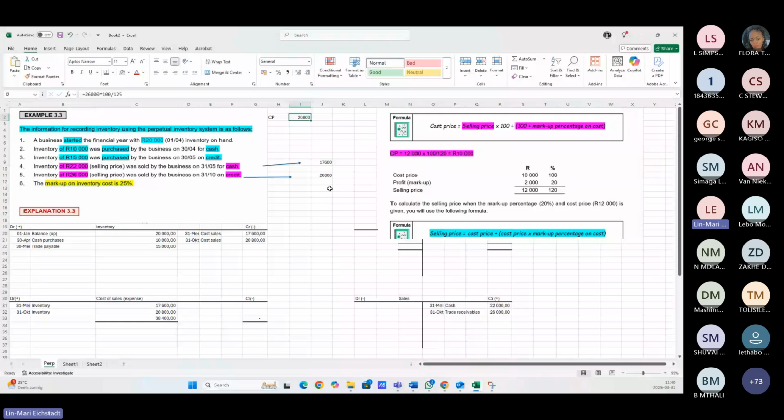The way that I like to remember it is, you take what they've given you, in this case your selling price, 26,000. I'm just going to do it here. And then you multiply that by what you want. You want your cost price. Your cost price is always 100 over what do you have? Your selling price is your cost price plus your markup. So you've got 125, and that gives you your cost price. Does that help?